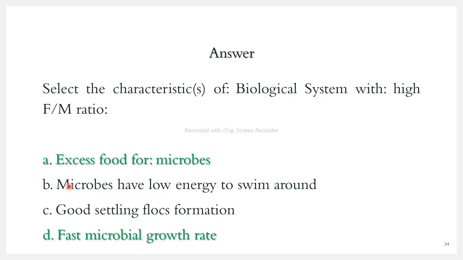If it were that microbes have low space to swim around, then we would have to think about whether it is correct or not, depending on the system, the flow pattern, the reaction pattern, that is batch reaction or plug flow reaction or mixed reaction. But it says energy, and they will have more food, so they will have more energy to swim around, right? So it depends. That's why option B may not be correct. And good settling flocs have nothing to do with the food to microbes ratio. That's why both of you have given the correct answer.